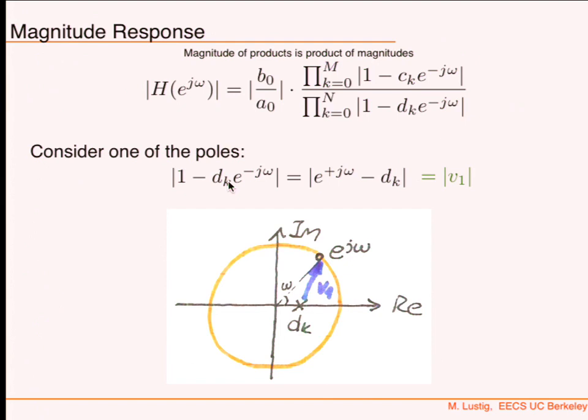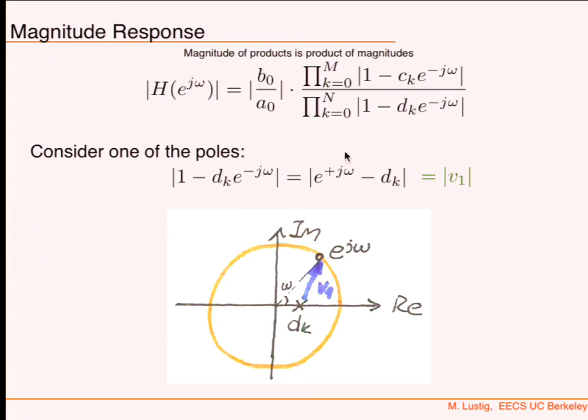If I want to write the magnitude of this, then I can pretty easily see that it's the same as the magnitude of e^(j omega) minus dk. The reason is I can multiply by e^(-j omega) and e^(j omega) on both sides. They have a magnitude of 1, so it doesn't change the magnitude. If I multiply the whole thing by e^(j omega), then I've got this minus this. And the magnitude of this is a vector which I call V1.